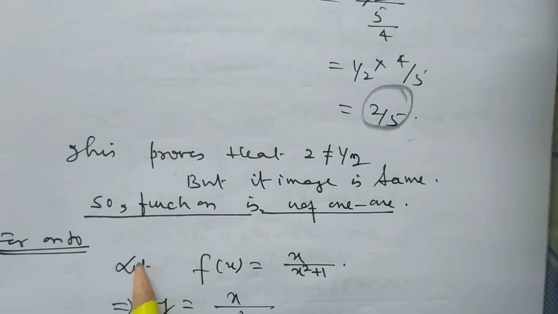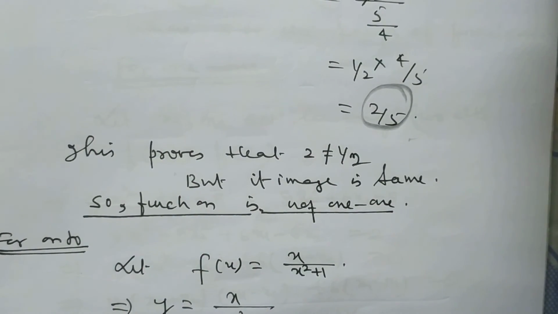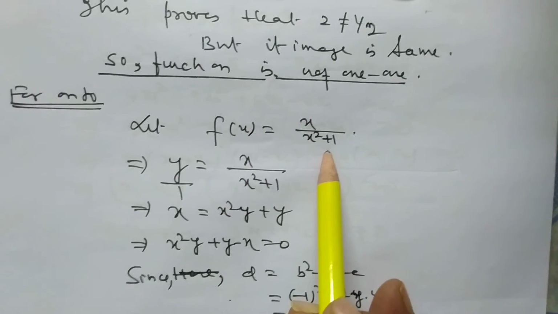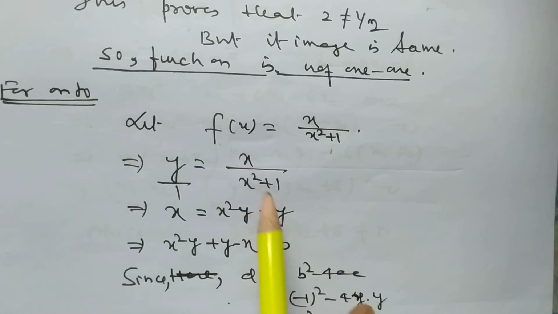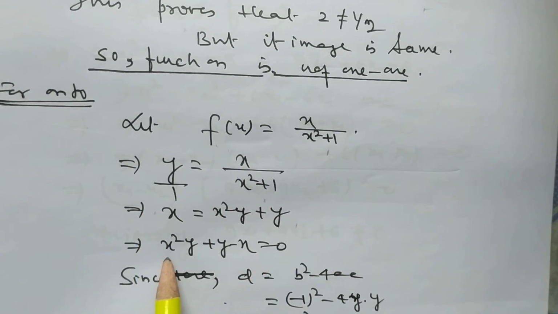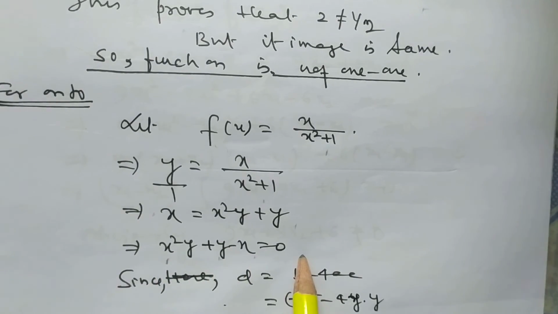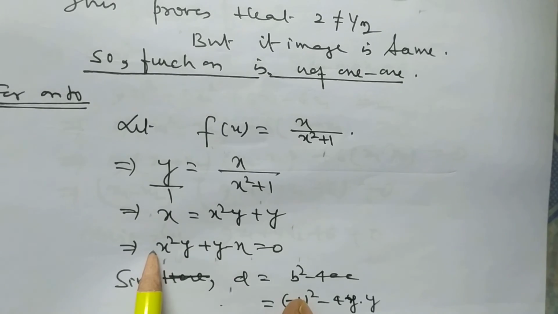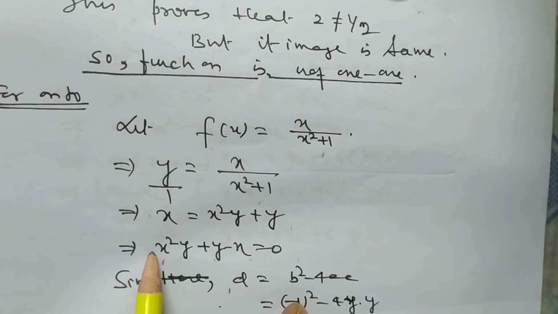So now for onto function, it is very easy. f(x) = x/(x²+1), y = x/(x²+1), and we make here a quadratic equation. It will be yx² − x + y = 0. Now what is the value of D? It is a quadratic equation in terms of x.